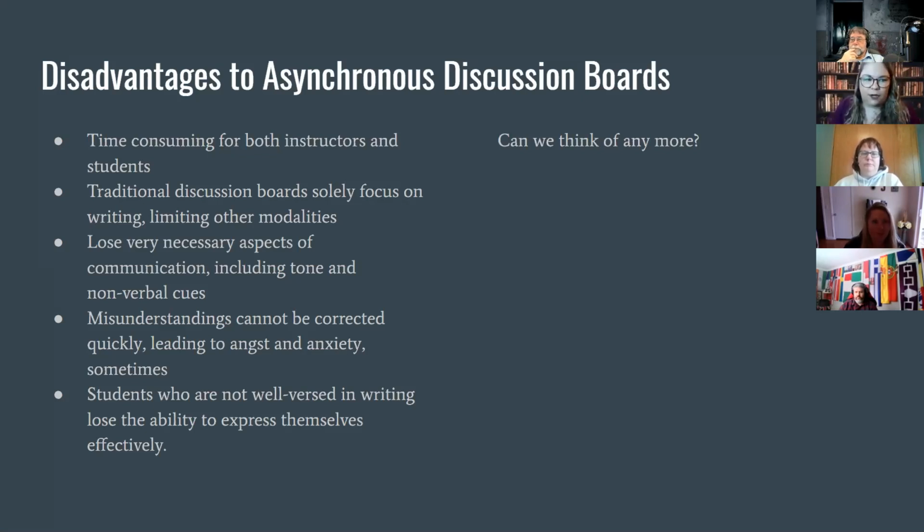We lose very necessary aspects of communication, such as my tone or the nonverbal cues that we use when we talk to one another. If there's a misunderstanding, we can't correct it instantly. In class, when something is getting out of hand or out of touch, we can say, oh, let's take it back a second. Let's regroup and figure out what's gone wrong. Sometimes it sits there for hours until we've actually seen that there's an issue or a problem. And sometimes those can slip through the cracks.